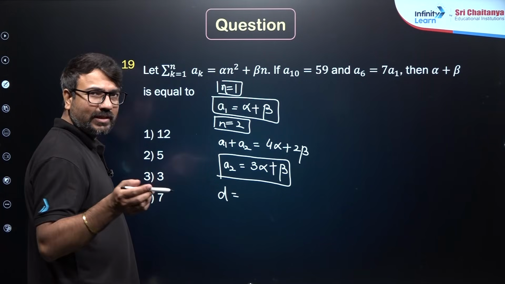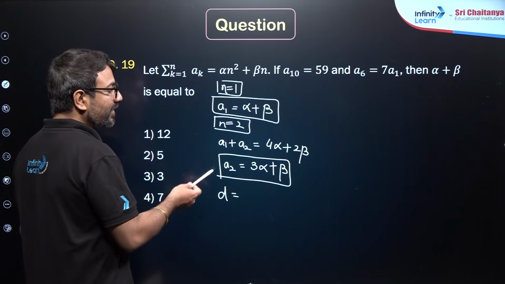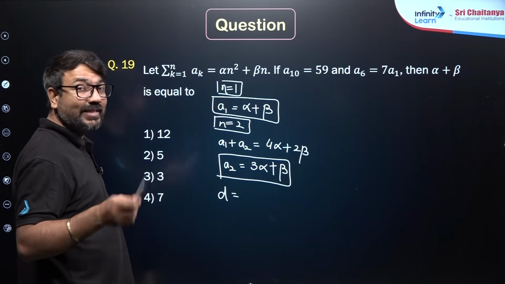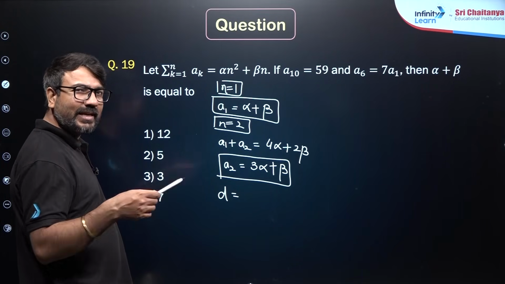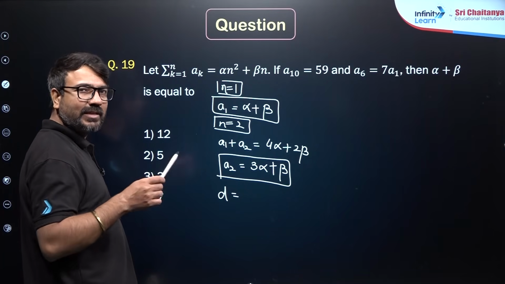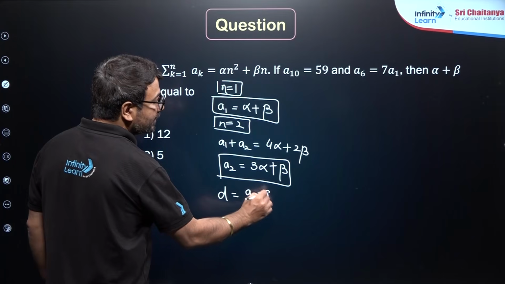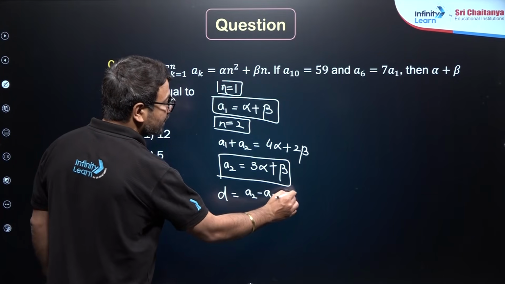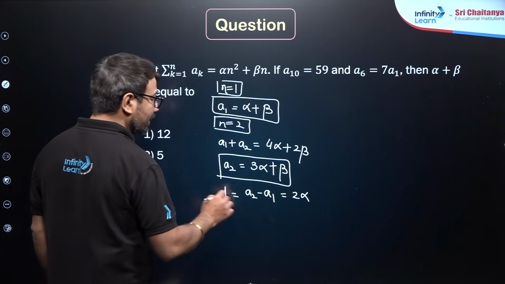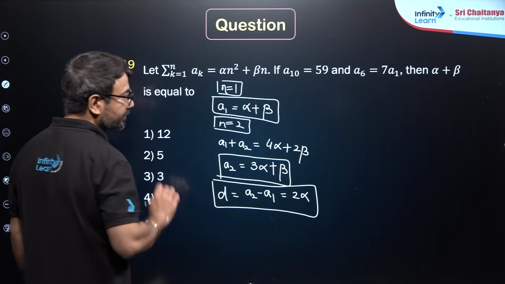How will you get to know that this is an AP? You will find a2 minus a1 and you will find a3 minus a2 also. You just take n value 3 also and find a3, and then a3 minus a2 will also be the same. So the difference will be a2 minus a1 for this AP. 3 alpha minus alpha will be 2 alpha and then beta will be cancelled.